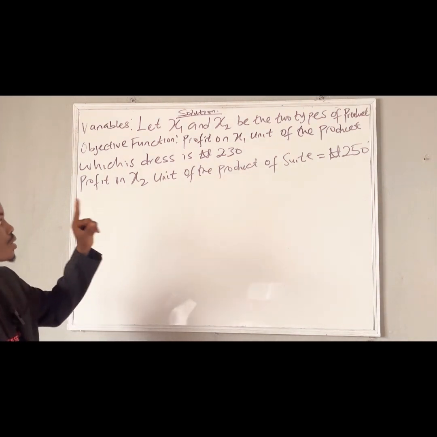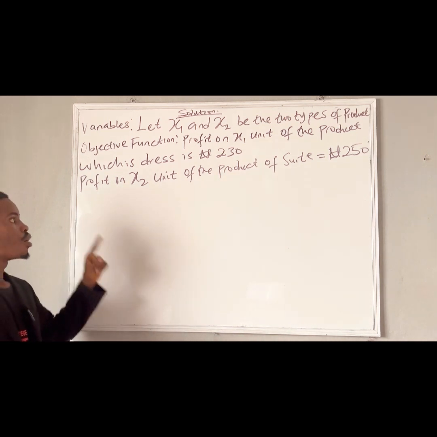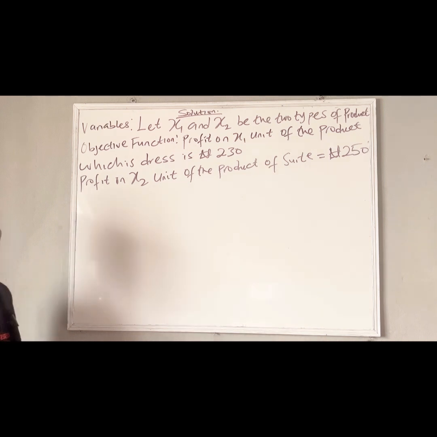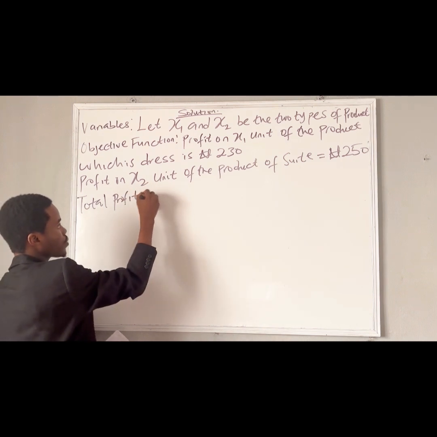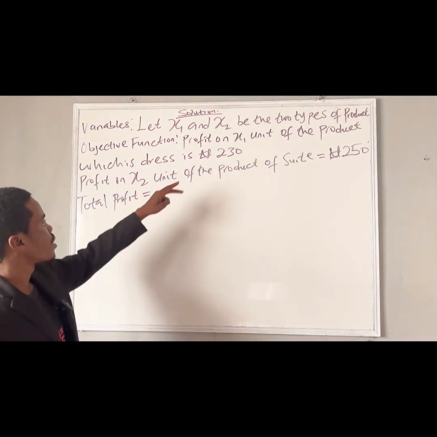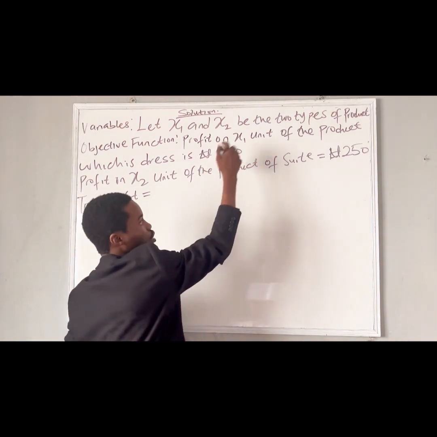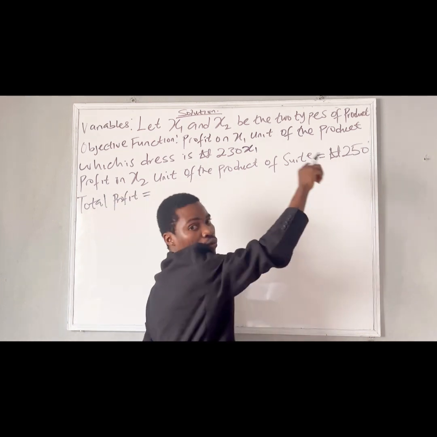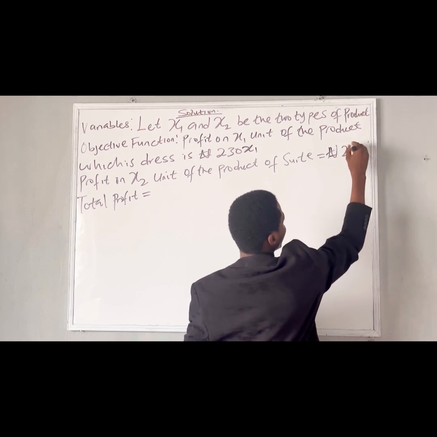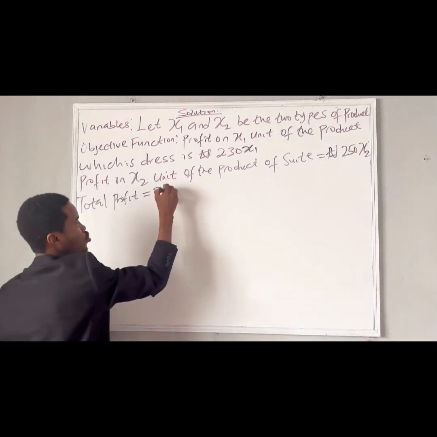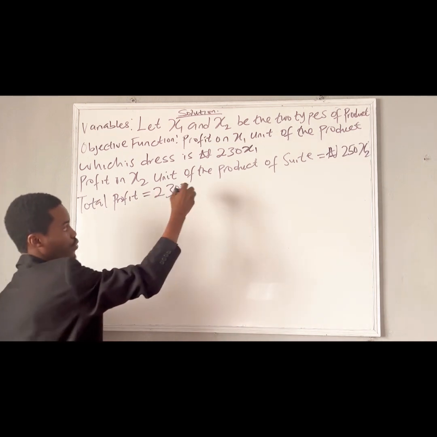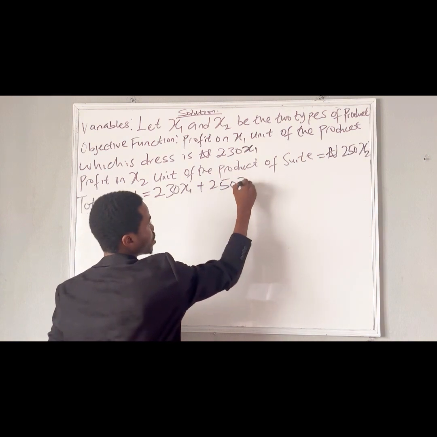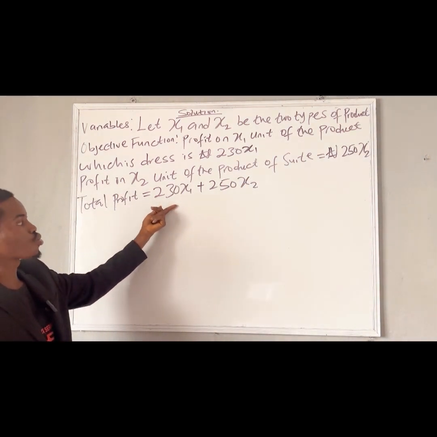So this is our profit. The gross profit realized is 230 naira on dress and 250 naira on suit. Whenever we have profit, we have to maximize. So what is the total profit for this? Remember that on x1 unit, we have to multiply by x1. We have 230 x1, and on this, we are going to have 250 x2. So the total profit is the profit on dress plus the profit on suit. If you add them together, we have 230 x1 plus 250 x2.